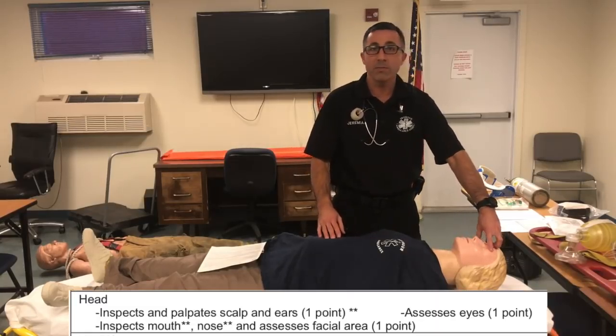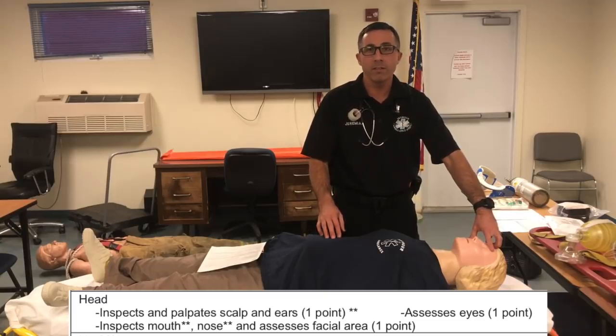So you're going to check the pupils for PEARRL. You're going to use your pen light for that. And we want to look for any bruising around the eyes. We also call that raccoon eyes.